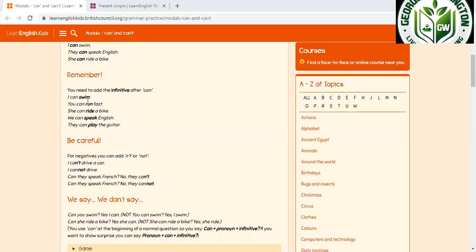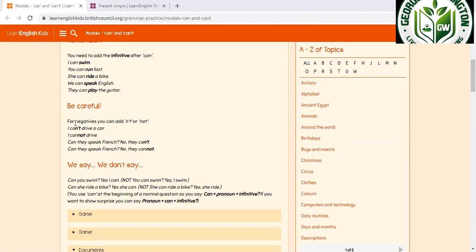I can swim. You can run fast. She can ride a bike. So see here, this is a third person, and I don't add S to the verb. Why? Because we don't do that with can. We just leave it in the infinitive form. She can ride a bike. We can speak English. They can play the guitar.